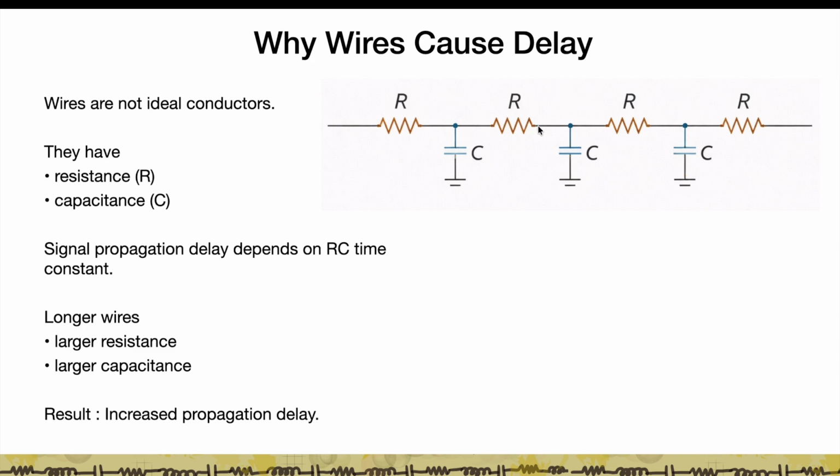Together, these form an RC network. When a signal transitions, it has to charge and discharge these capacitances through the resistance. That charging takes time. The result is a sluggish signal edge, and that sluggishness is what shows up as a propagation delay in your timing reports.